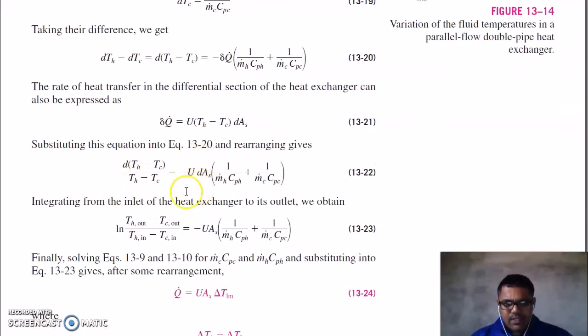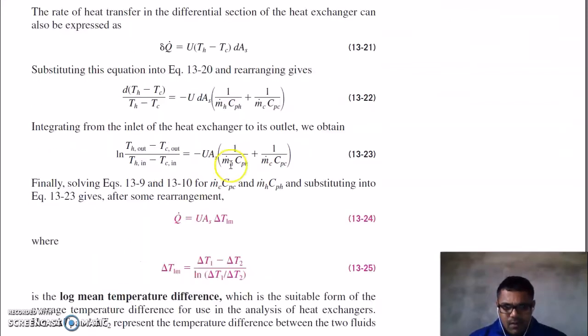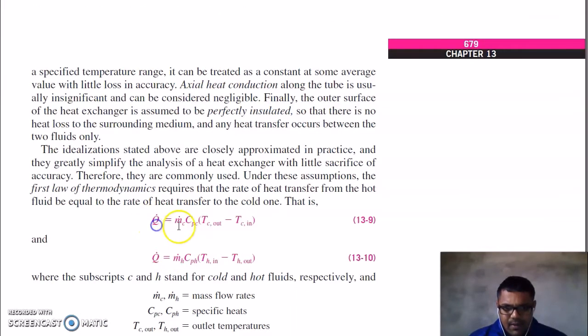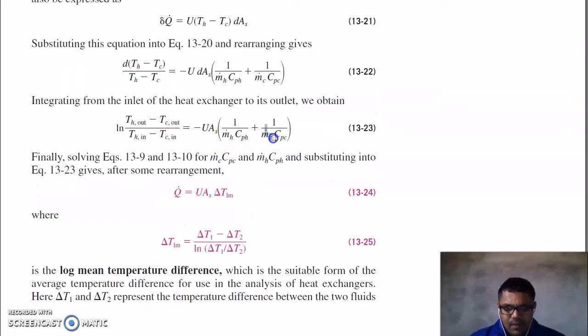Now integrate this equation. When you integrate, you will get (Th out minus Tc out) divided by (Th in minus Tc in) is equal to this. Now you have to replace this term and this term with this quantity, means take this denominator and replace these terms in the equation. Also we know that heat transfer is equal to overall heat transfer coefficient, area of surface, and del T log mean temperature difference. Now also replace this Q in this equation.